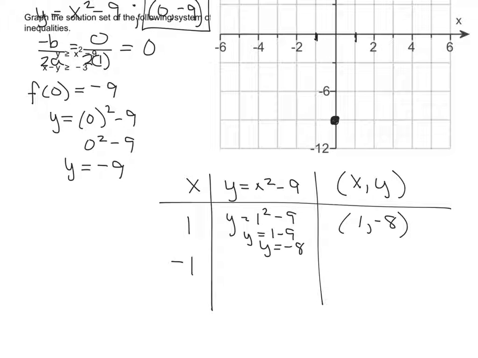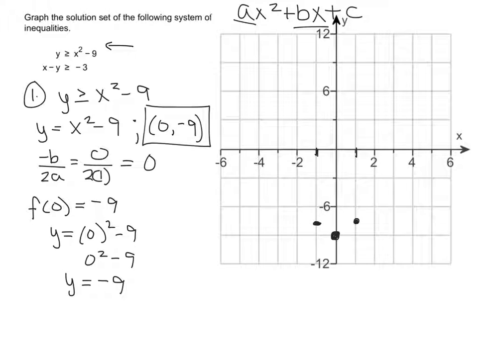Now I have a negative 1 for x. So I have negative 1 squared minus 9, which is 1 minus 9, which is also a negative 8. So my second ordered pair is negative 1, negative 8. So I went ahead and plotted those 2 points on the graph. And if we look at our inequality sign, we have a line underneath the inequality. So I can go ahead and draw this quadratic using a solid line.